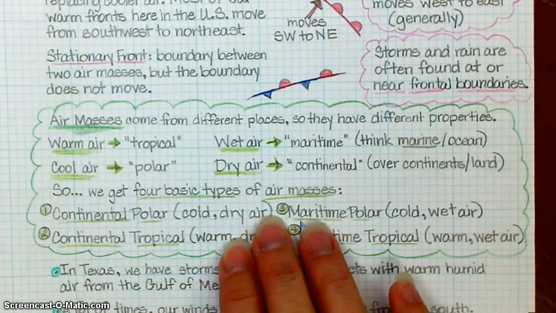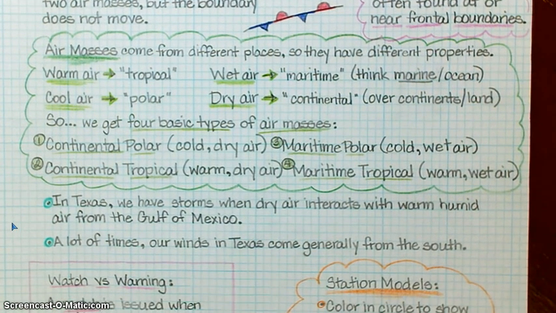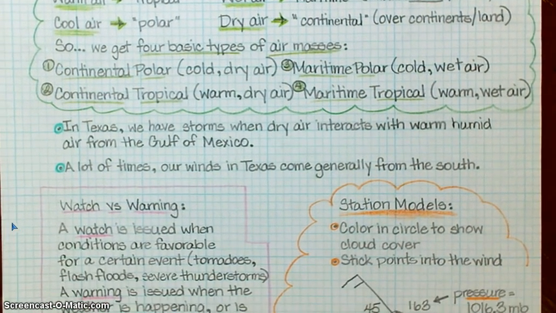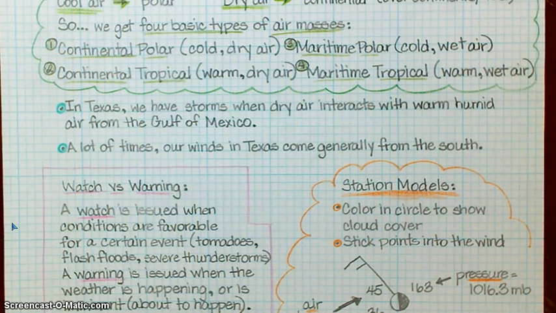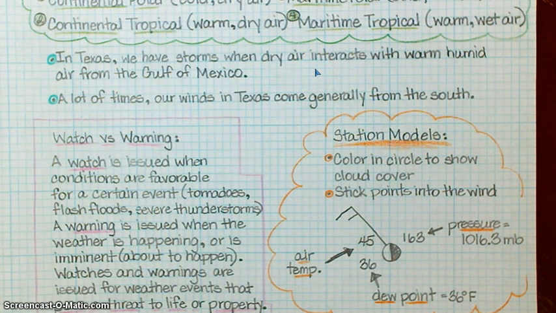Stationary front just means that neither air mass on either side of that boundary is doing any moving. Air masses, we call warm air tropical, cool air polar. We call wet or humid air maritime, dry air continental. So we've got 4 basic types of air masses: continental polar, which is cold dry; continental tropical, which is warm dry air; maritime polar, which is cold wet air; and maritime tropical, which is warm wet air. In Texas, we have storms when dry air interacts with warm humid air from the Gulf of Mexico.